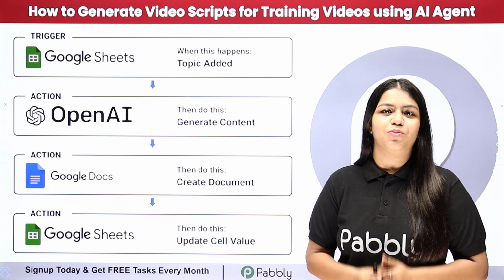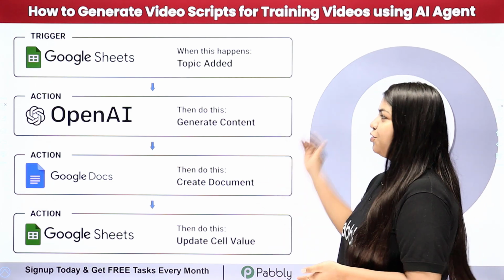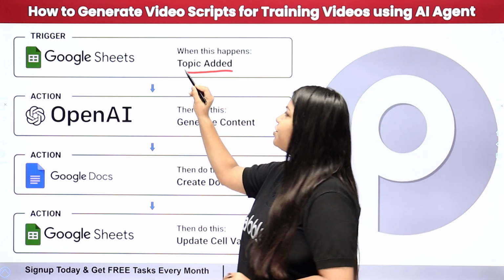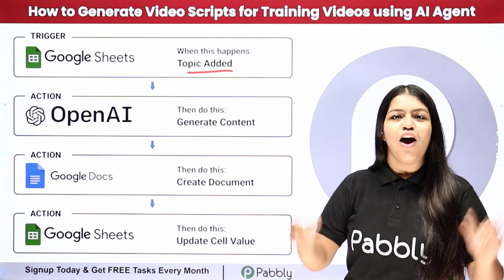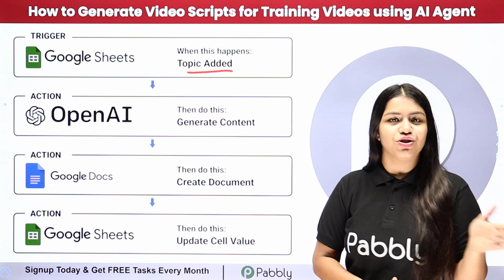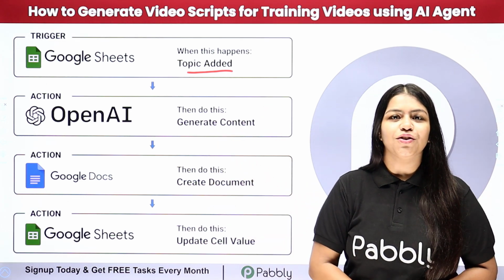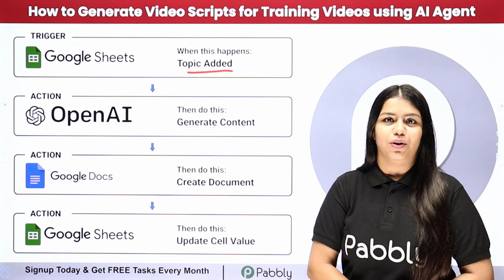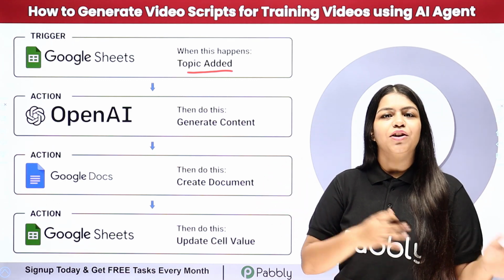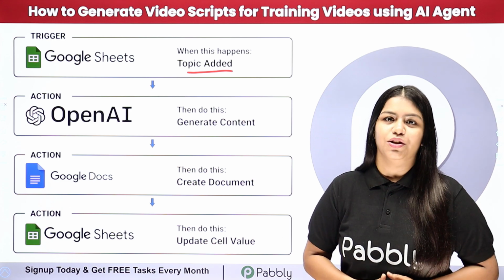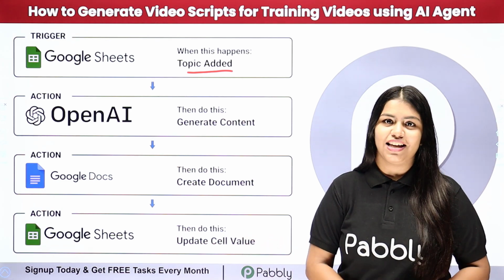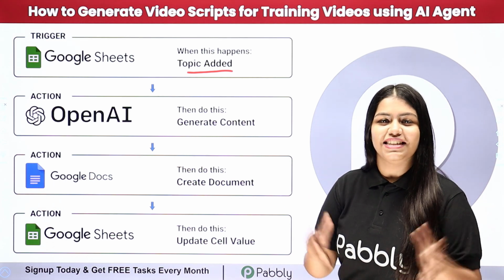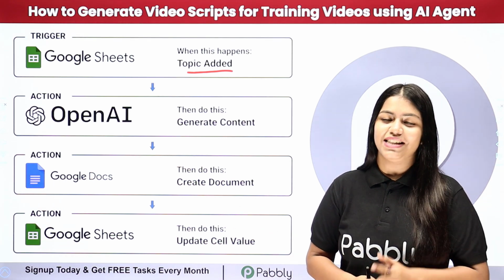So to solve this problem, we simply created this automation where as soon as we add the video topic into our Google Sheets, automatically my AI agent, which is OpenAI, is going to generate the video scripts. Further, we are going to add that video script into a Google document and then further add the details of the Google document into the Google Sheets so that we can create video scripts without any manual efforts, that too in real time within a few seconds.